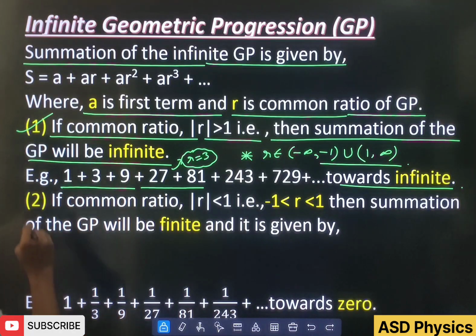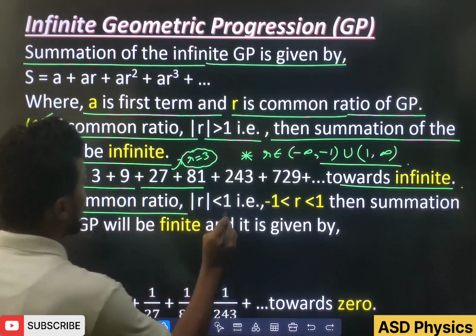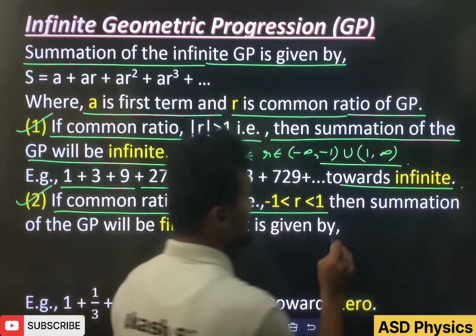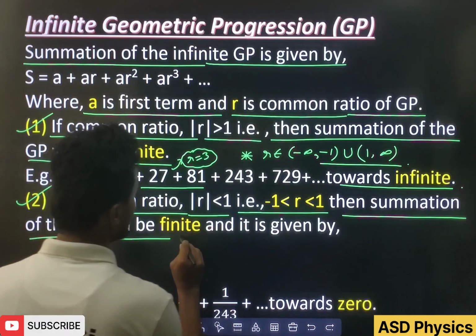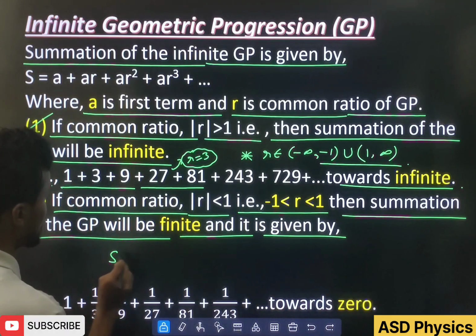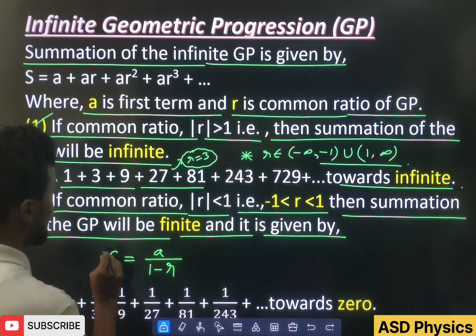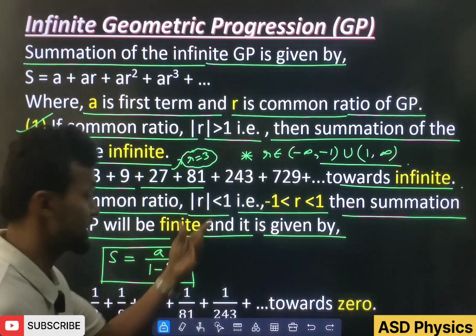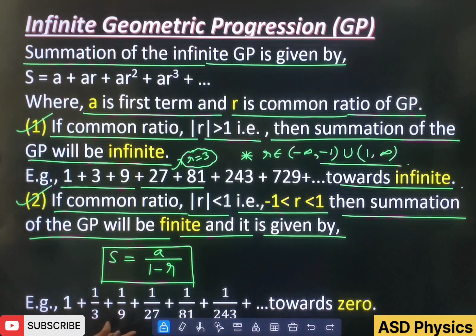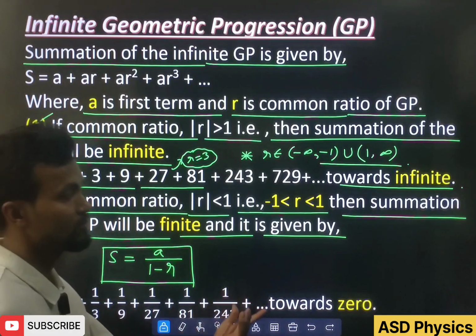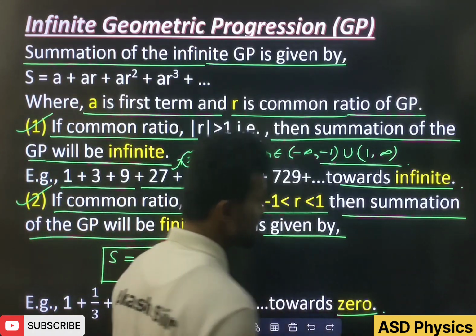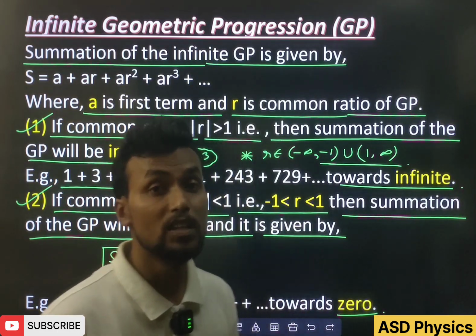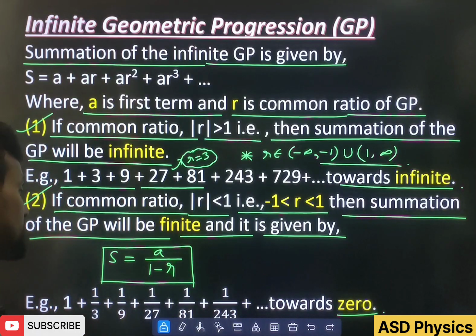Now, this point is important for us. If the common ratio mod R is less than 1, that means the R value is greater than minus 1 and less than 1, then the summation of the GP will be finite, and it is given by, remember the formula, A by 1 minus R, very very important. So see this GP: 1 plus 1 by 3, 1 by 9, 1 by 27, 1 by 81, 1 by 243, 1 by 729. This GP is moving towards 0, whereas the earlier one was moving towards infinity, so its answer was infinite. But this GP is moving towards 0. That means here we can apply the formula A by 1 minus R. Why?